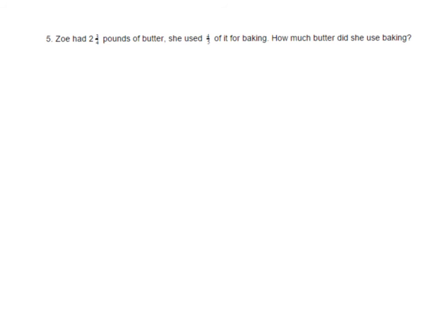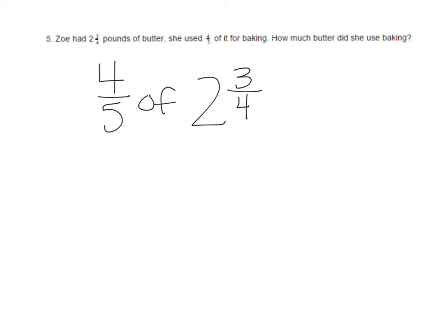This next problem says that Zoe had 2 3/4 pounds of butter. She used 4/5 of it for baking. How much butter did she use baking? So she had 2 3/4 pounds and she used 4/5 of it for baking. She used 4/5 of 2 3/4. They want to know how much did she use for baking. So we need to do 4/5 times 2 3/4.